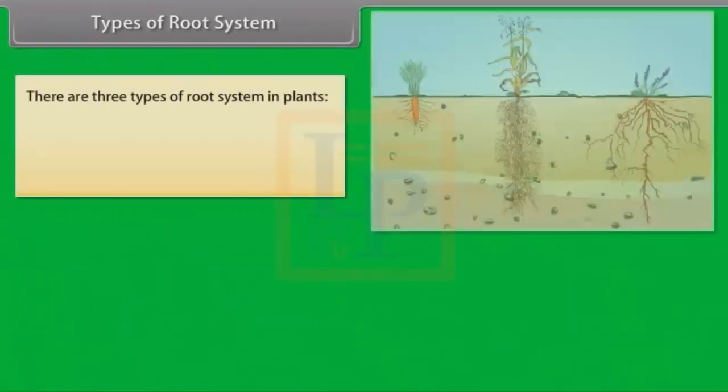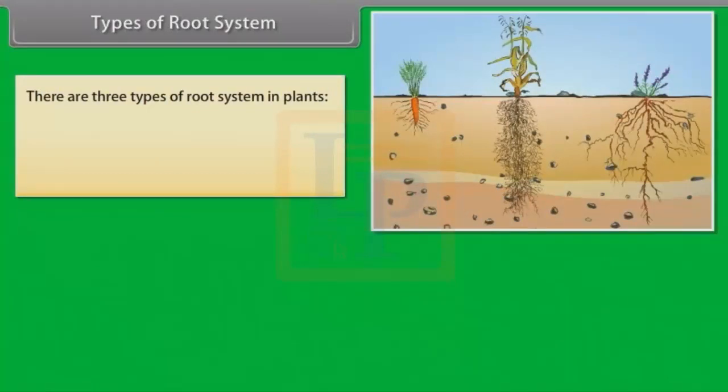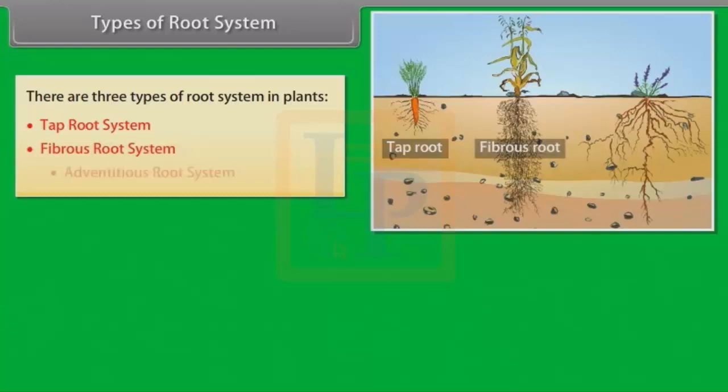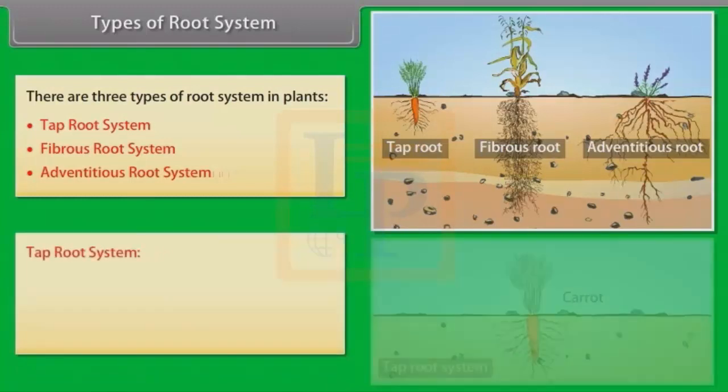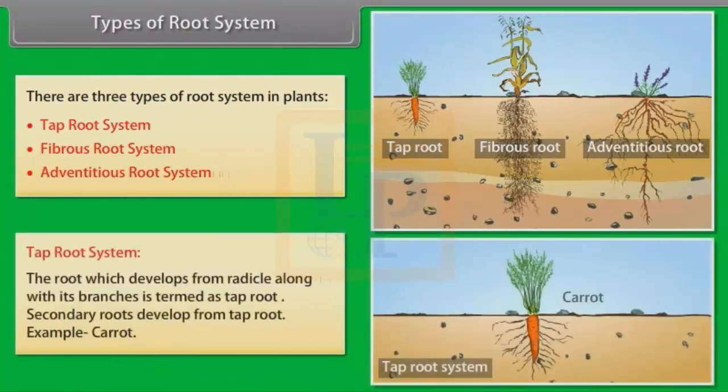Types of root system. There are three types of root system in plants: tap root system, fibrous root system, and adventitious root system. Tap root system. The root which develops from the radicle along with its branches is termed as taproot. Secondary roots develop from taproot. Example, carrot.